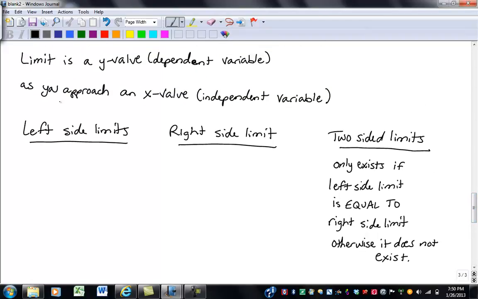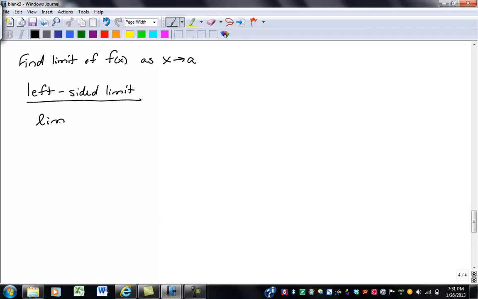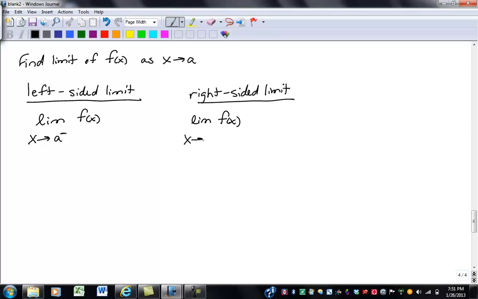So if I want to find the limit, so we'll go to the next page. If I want to find the limit of some function, we'll call it f of x, as x approaches some number a. The left-sided limit is notated as the limit as x approaches a with a little superscript negative sign of f of x. And the right-sided limit is signified with the limit of f of x as x approaches a from the right-hand side, and that's a superscript positive. And that's the notation that we use to denote the limit from the left or the limit from the right.